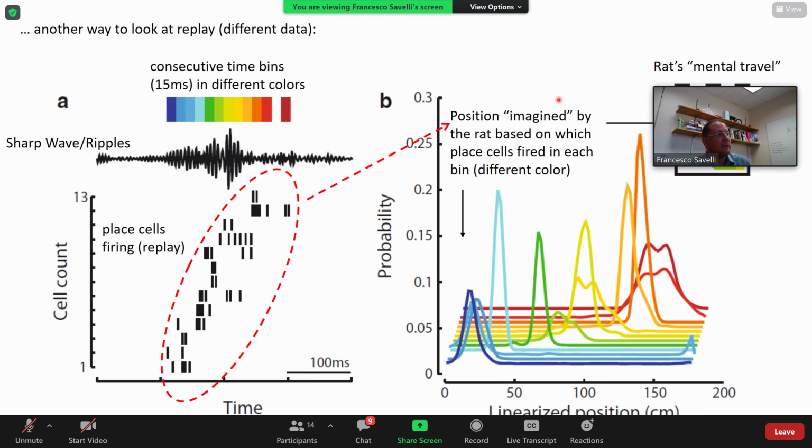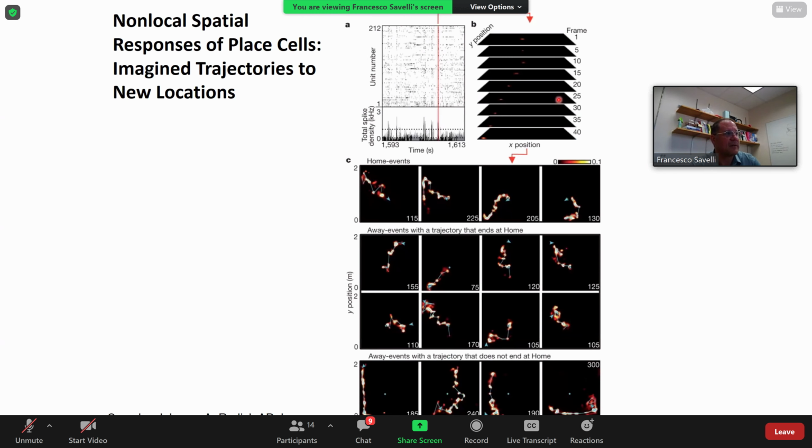and people have also found it in open space, in two-dimensional spaces, so not just on tracks. And there is this result called pre-play, because they noticed that sometimes you find these sequences also during the sharp wave ripples when the animal is resting, before the experience occurs. Meaning that, in a way, perhaps the animal is planning, imagining the path, right? This was seen in various studies, but I'm showing one.